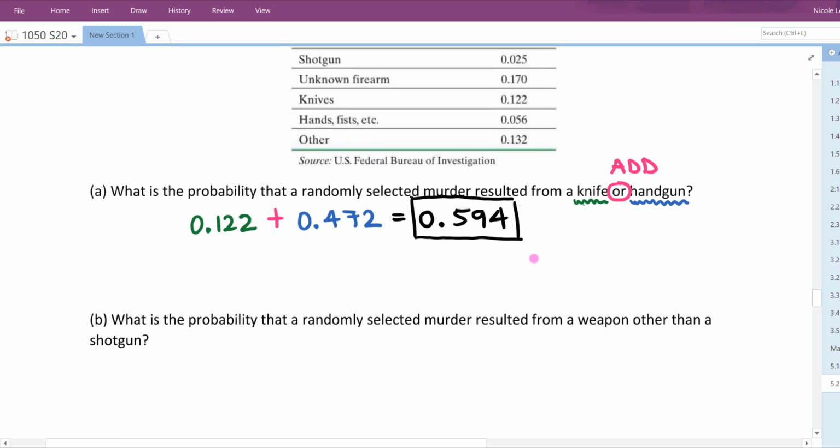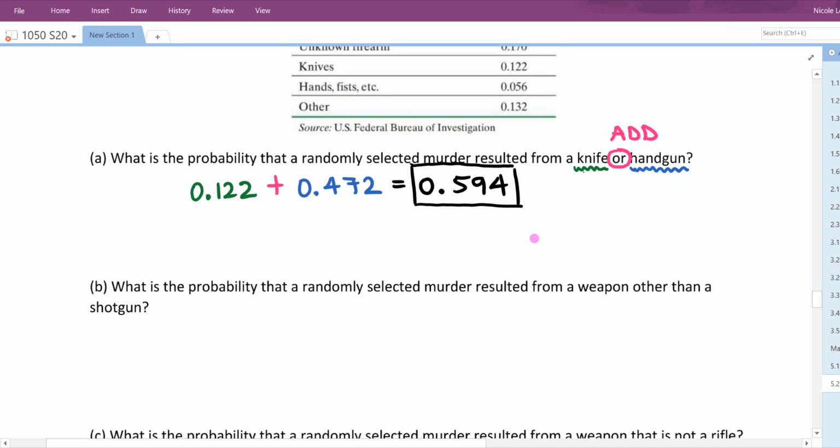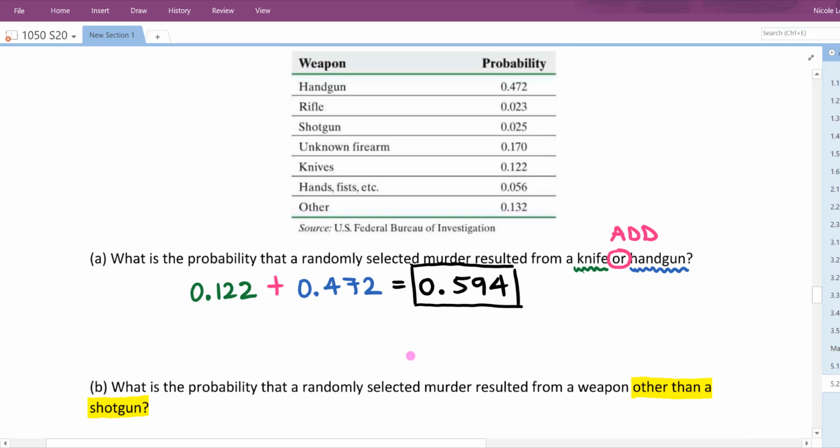Now for part B, it says, what is the probability that a randomly selected murder resulted from a weapon other than a shotgun? So you want other than a shotgun. What that means, if I look at our table here, is that we want every other weapon except for shotgun. There are two ways that we could do that. If we want everything other than a shotgun, you could add up everything except for shotgun. That's the long way of doing it.